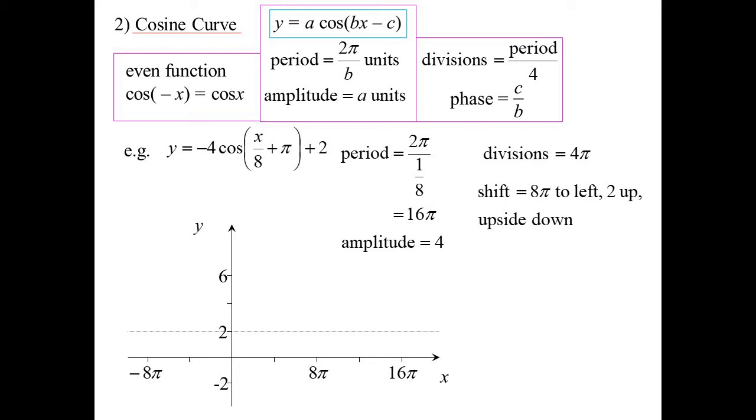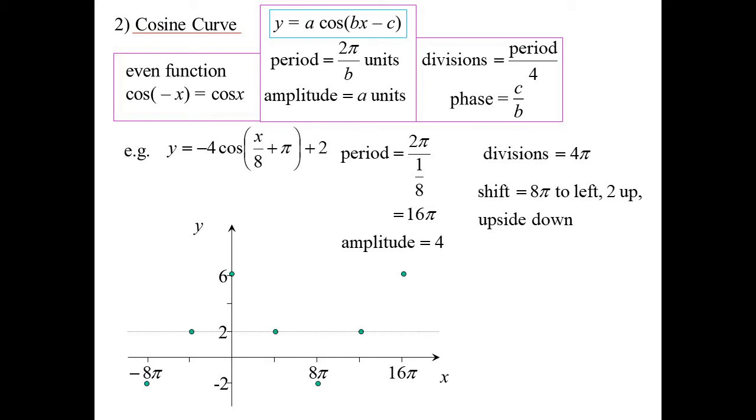So for our one, I'm shifted 8 pi to the left and up 2. So the first point I would plot would be at -8 pi, but it would be at the amplitude, which is now shifted up 2, which is at 6. But we have the additional thing of being upside down as well. So instead of plotting at the top, I'm going to plot at the bottom. So let's put that first point in. There it is, -8 pi, minus 2.